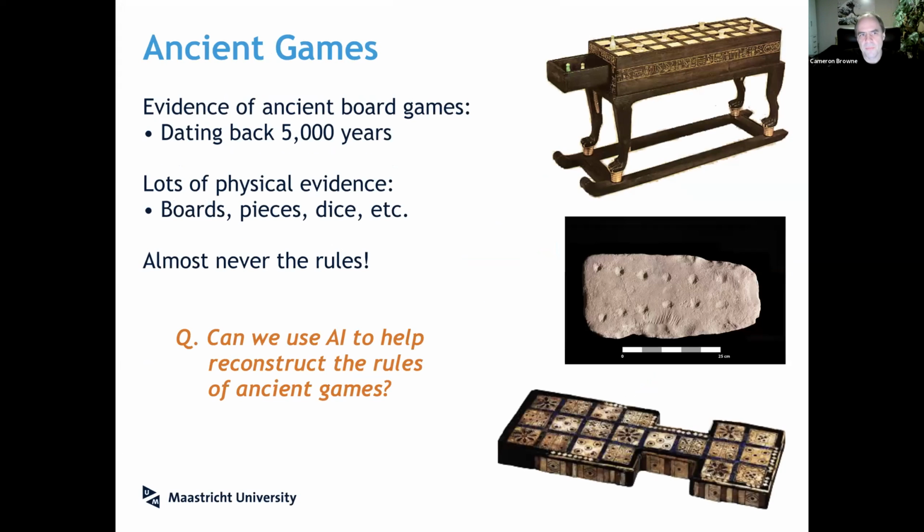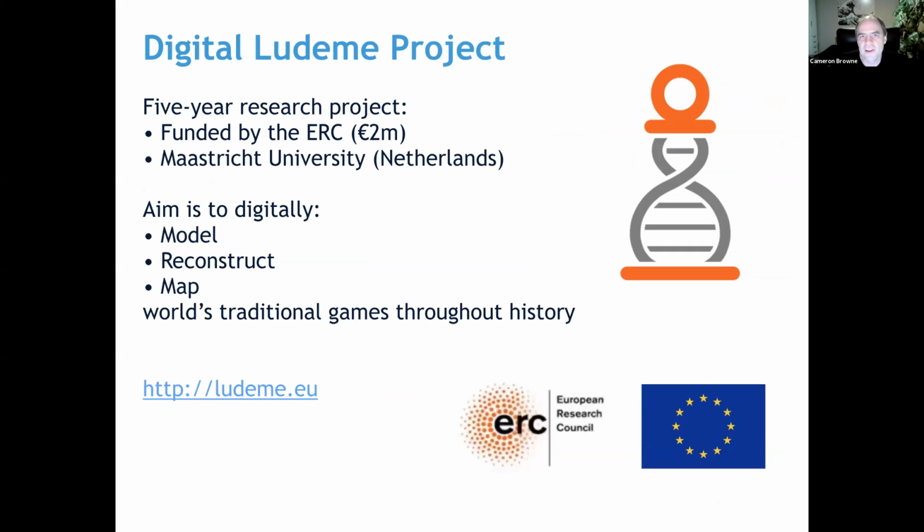So we have evidence of ancient board games dating back 5,000 years. And this usually involves lots of physical evidence of the boards, the pieces and so on, but almost never do we find the rules for ancient games. So the question I'm looking at is, can we use modern computational techniques to help reconstruct the rules of ancient games? So this is the main idea behind the Digital Ludeme project.